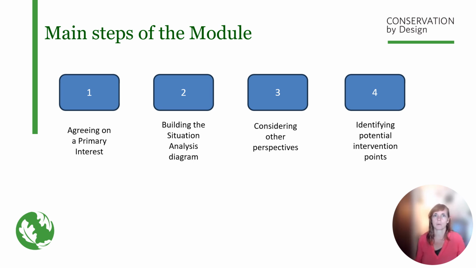Step 2 is really where we begin to identify the major threats causing the state of the primary interest, and then also the immediate consequences resulting from that primary interest. These will form the major branches of the diagram.